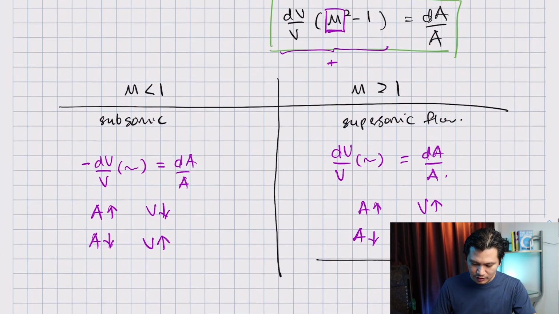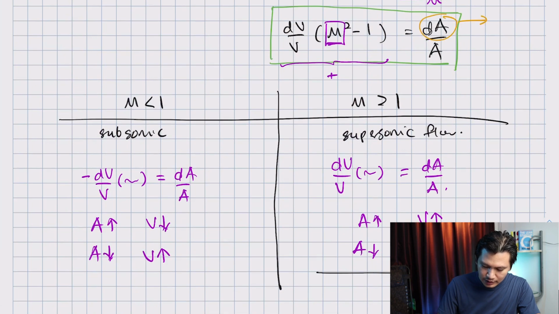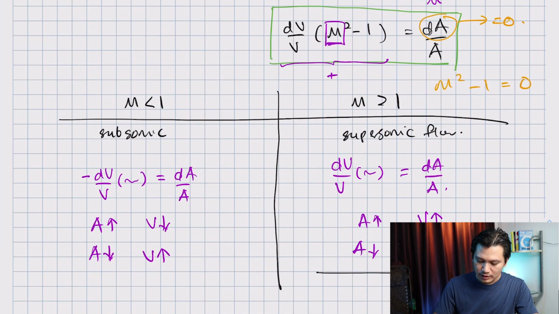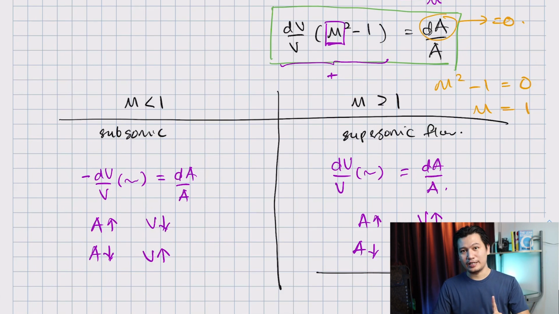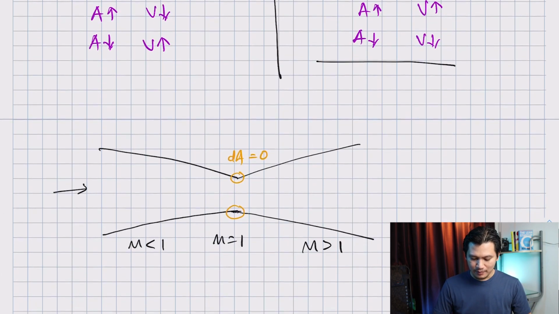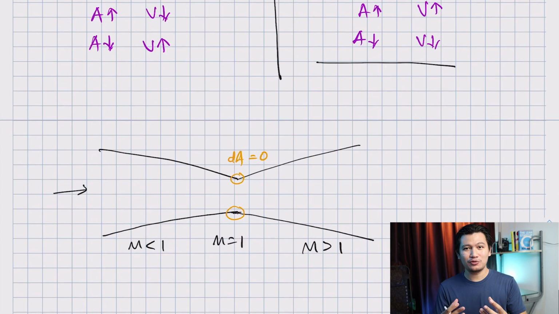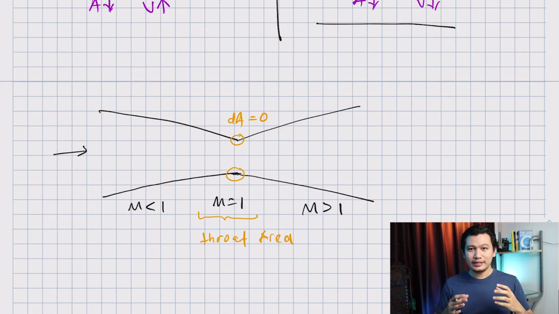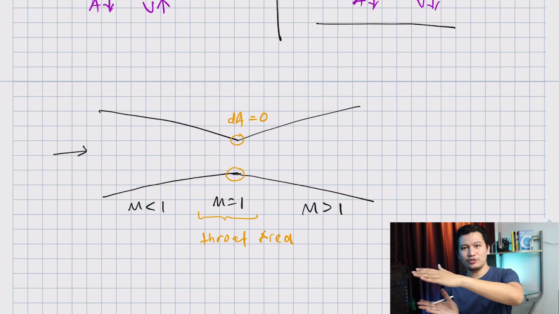Now let's take a look at this equation. What happens if dA equals 0? You will end up with Mach number squared minus 1 equal to 0. So Mach number is actually 1. That is why Mach number will only equal 1 at the throat region. This is what you call the throat area. So supersonic flow can only occur when you have a throat. So the flow goes smaller and it goes bigger.